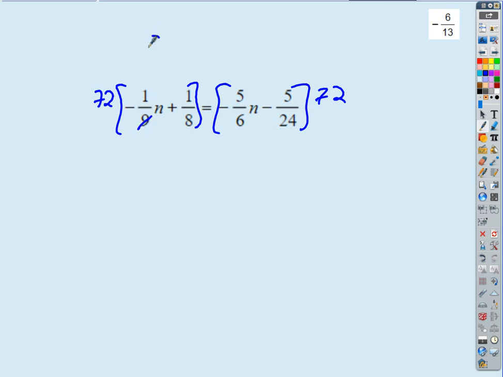8 times negative 1n would be negative 8n. Okay. 72 over 8 is 9 times 1 is just 9. How about over here? What's 72 over 6? What's that reduced to? 12. There you go.